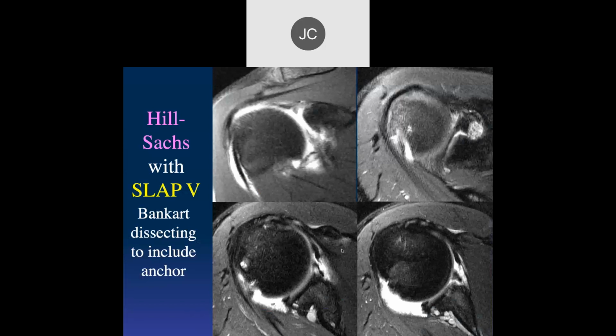Here's another superior labral tear extending anteriorly, and you can see the tear up here, another type 5 SLAP.